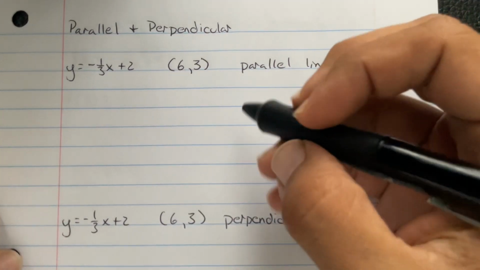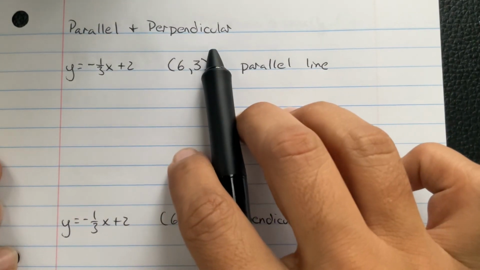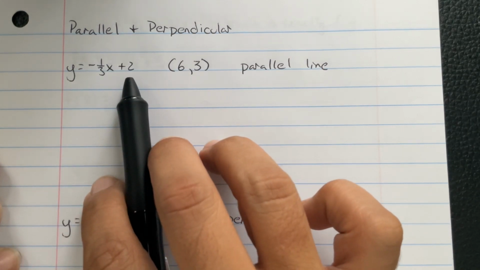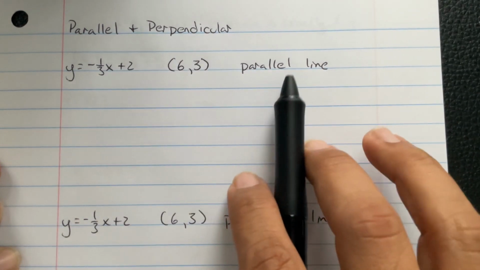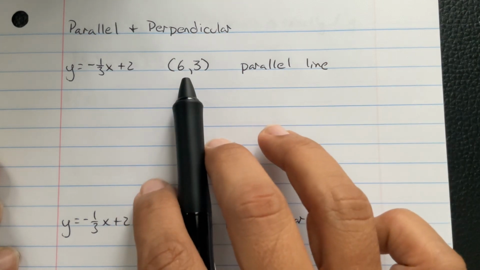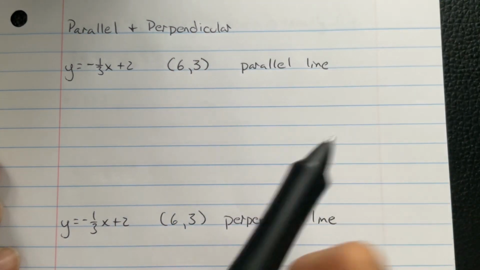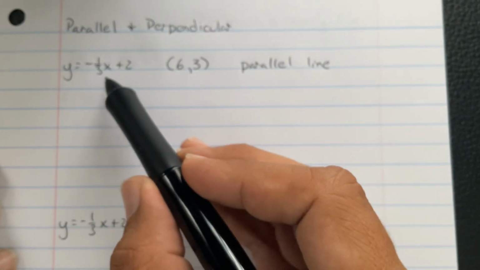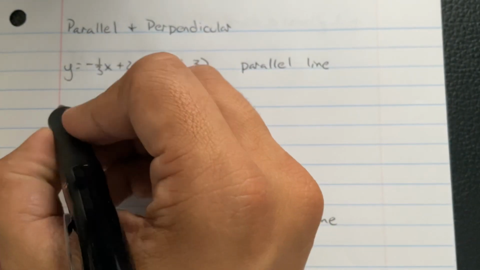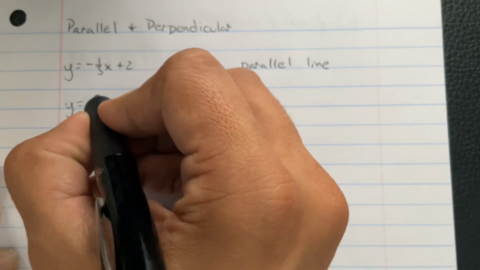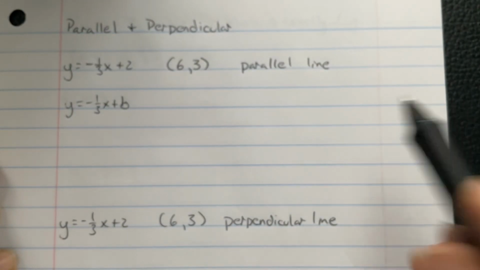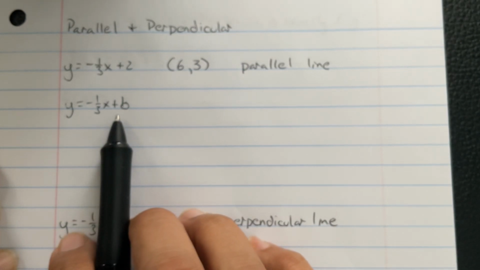All right, let's talk about parallel and perpendicular lines. So this is an equation of a line. If I asked you to make a parallel line that goes through this point, parallel lines have exactly the same slope. So by telling you I want it to look like this one and be parallel, I right now know that this is the slope. What I'm missing is b.